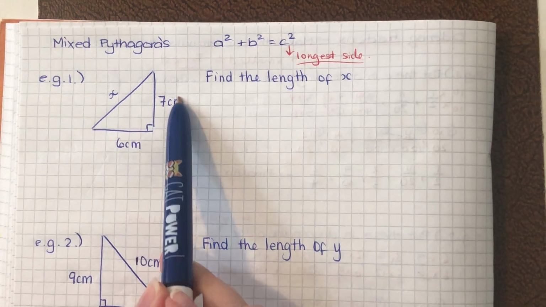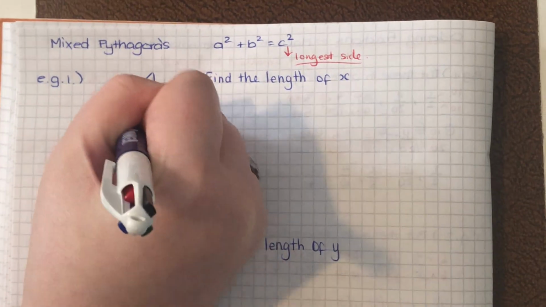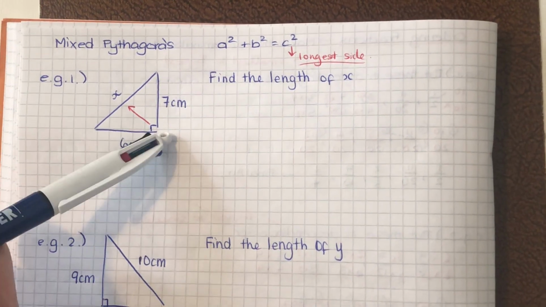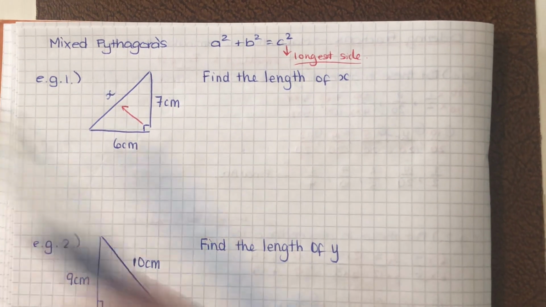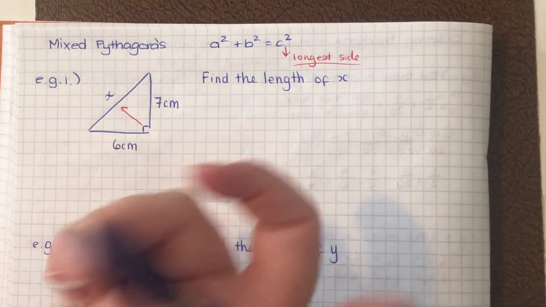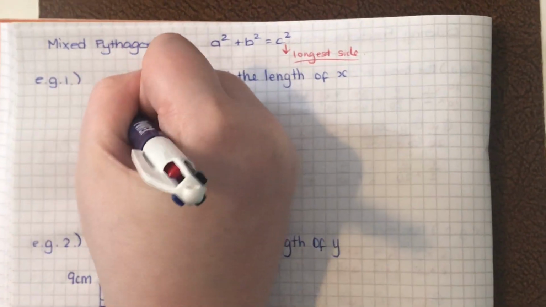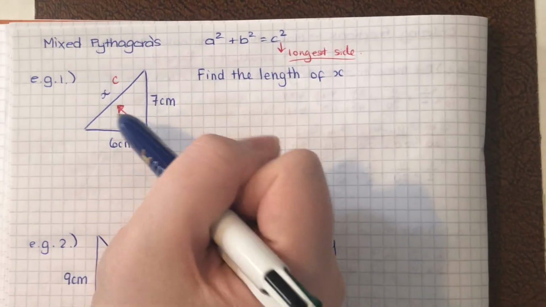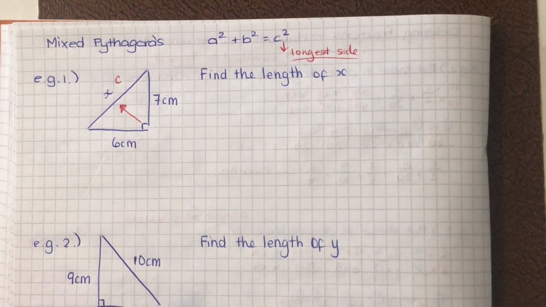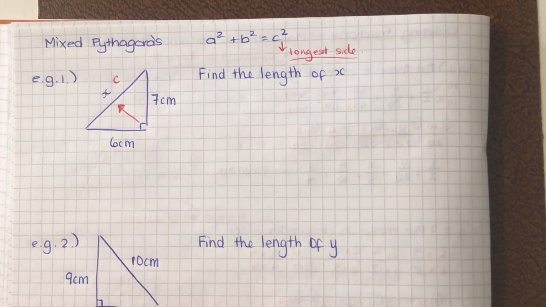A way to work out whether it's the longest on these triangles is it's always the side that's opposite the right angle. So I always draw an arrow going straight from the right angle to whichever side, which is this X side, and then I'm going to call that C. If you're someone that just struggles to label, that's my advice. Just draw an arrow from the right angle and see what side it takes you to, and that will be your C.